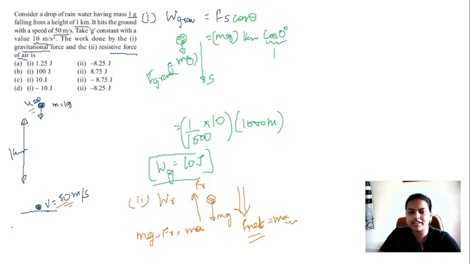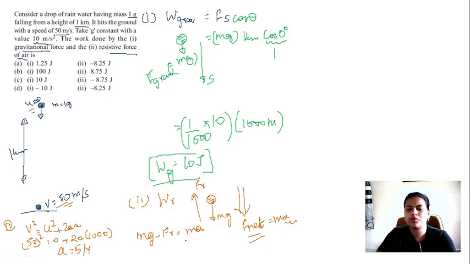To find this acceleration, we have to use the third equation of motion, which is v square is equal to u square plus 2as. V is 50, so 50 square, u is 0, 2a we have to find, and the displacement in this case is 1 kilometer, which is 1000 meter. When you solve it, you get a as 5 upon 4.